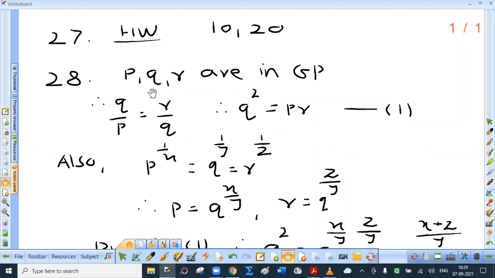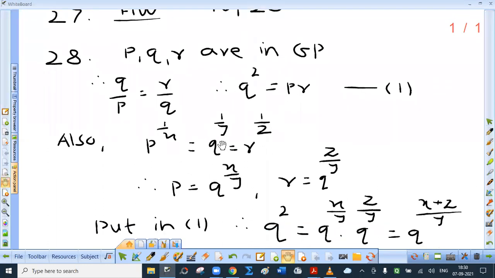Sum number 28. If P, Q, R are in GP and P raised to 1 upon X equal to Q raised to 1 upon Y equal to R raised to 1 upon Z, verify whether X, Y, Z are in AP or GP or neither. Now P, Q, R are in GP. So second upon first equal to third upon second. So Q square equal to PR, number 1. Now we are given this.